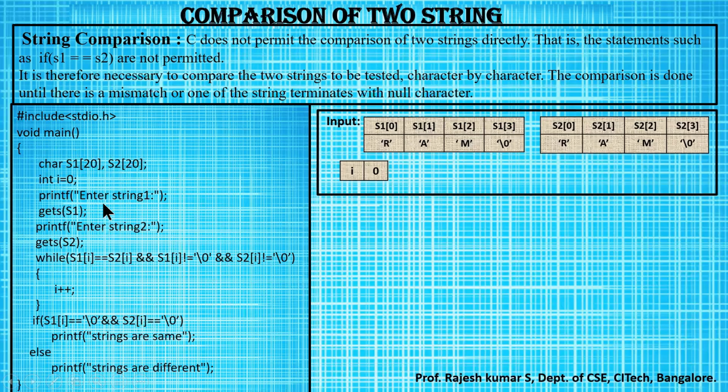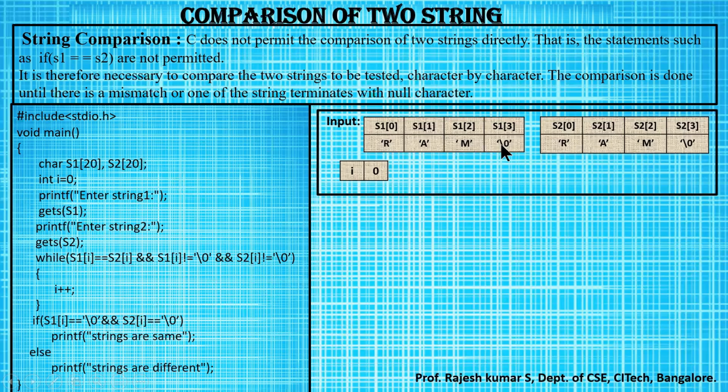I have to read S1 and S2 first. So I'll prompt a question telling enter string 1. As soon as the user sees enter string 1, the user will enter a string. That value will be stored in S1 with the help of the unformatted input gets function. Gets function is a function which reads the string. That value will be stored in S1. For example, we have stored Ram. Ram is stored in S1.